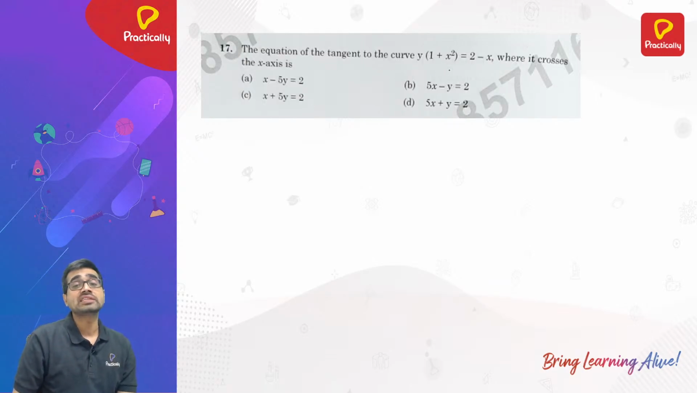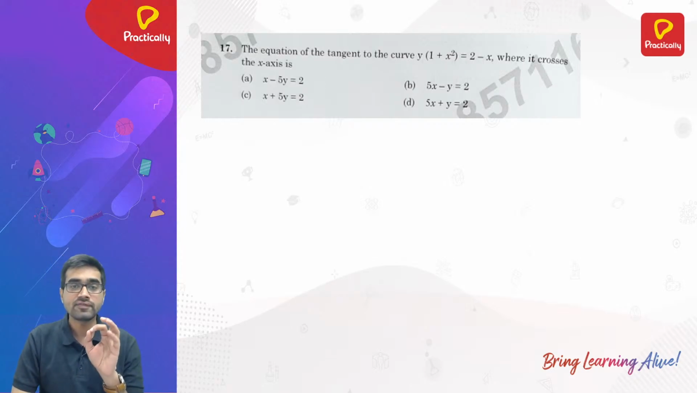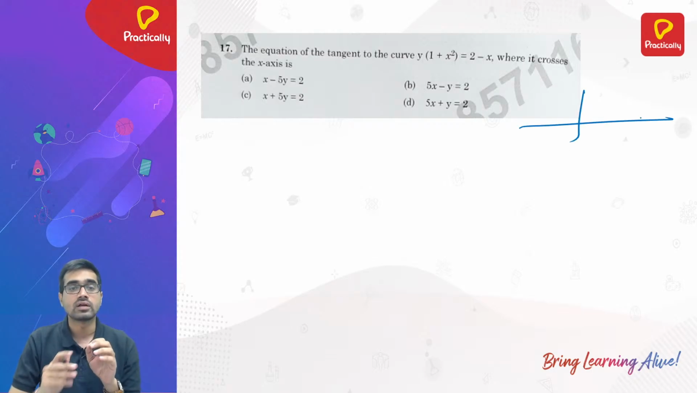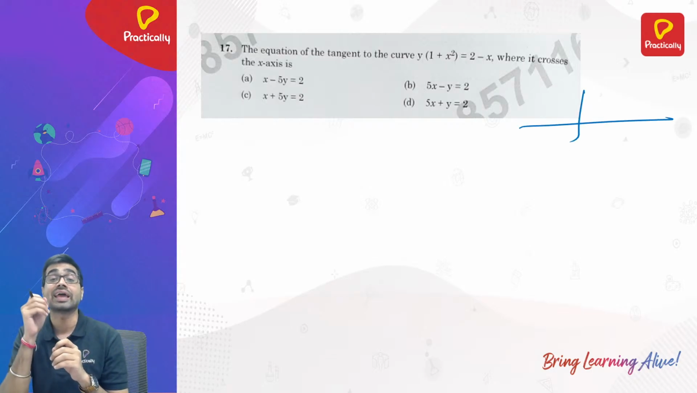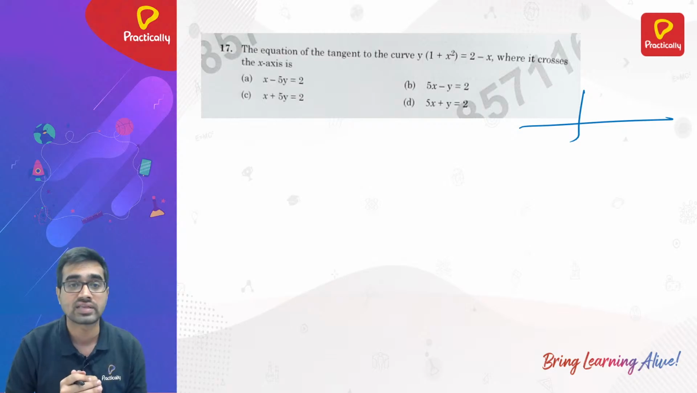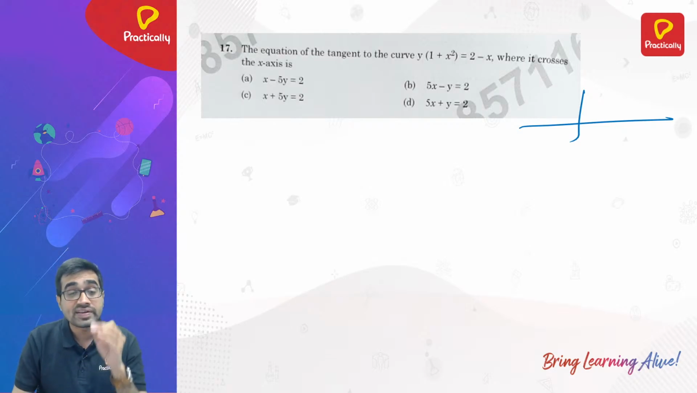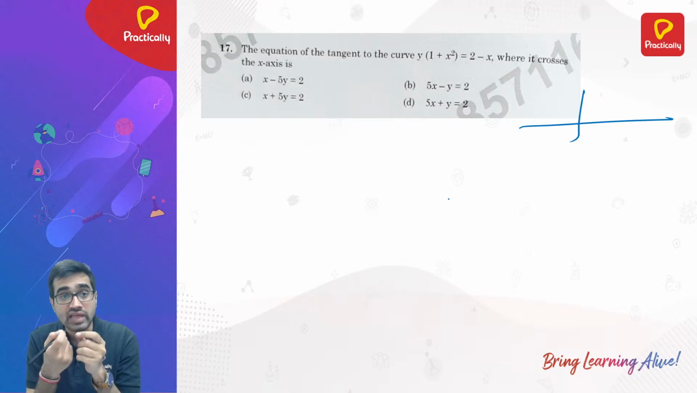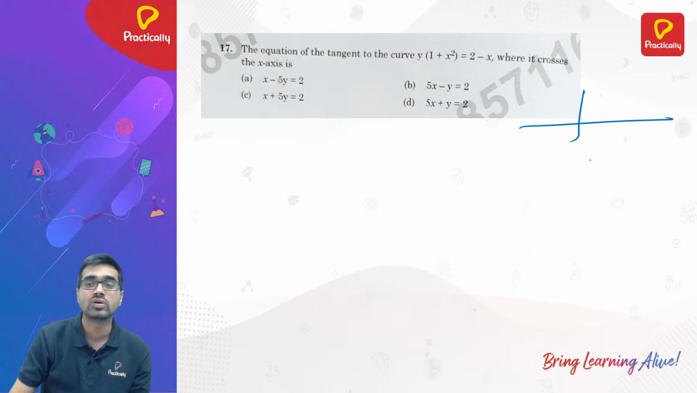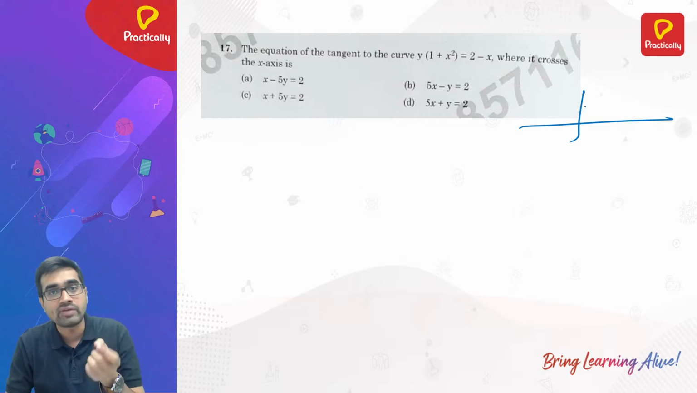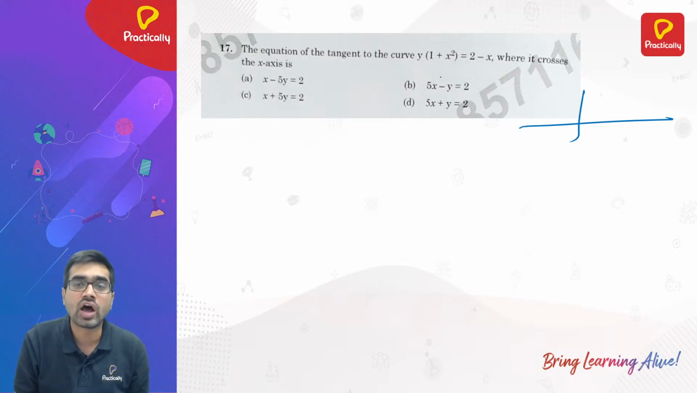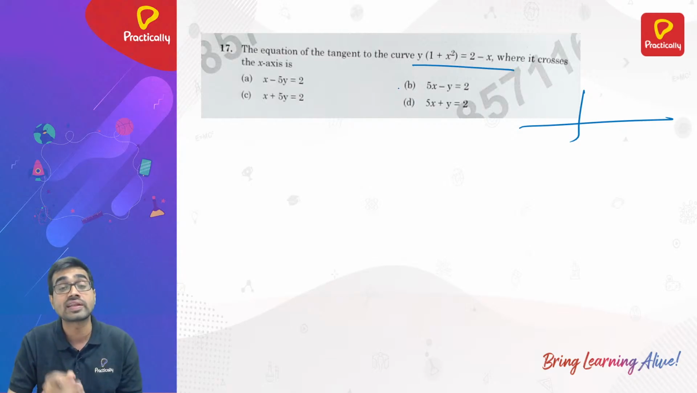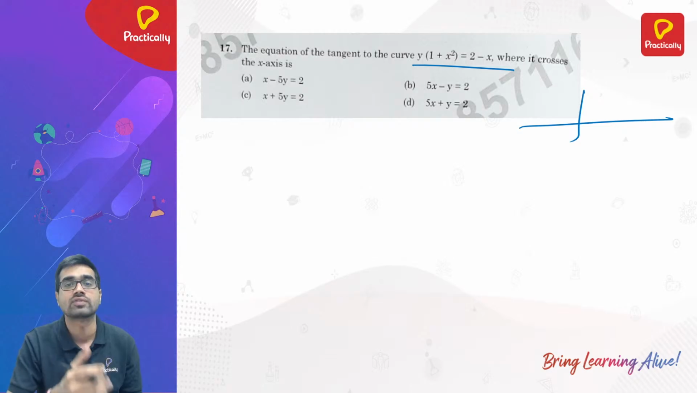The equation of the tangent to the curve where it crosses the x-axis. Apply your brain. If the tangent crosses the x-axis, at the same point that point will also satisfy the curve. So if I put y as 0, I'll get that point itself, the point of contact of the tangent.